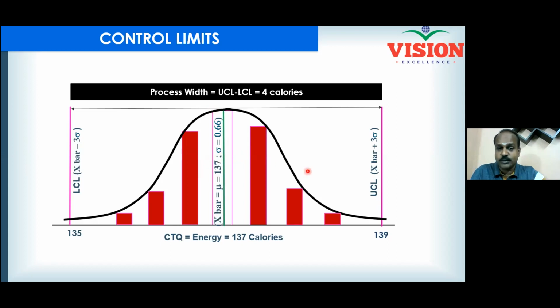You know your control limit will be at a distance of center plus 3 sigma. What is center? 137. What is 3 sigma? 3 into 0.66 is 2. So 137 plus 2, 139 is your upper control limit. And similarly, on the left side, X bar minus 3 sigma will give you 135. 135 is your lower control limit. Now process width is also understood. UCL minus LCL, that is 4 calories.